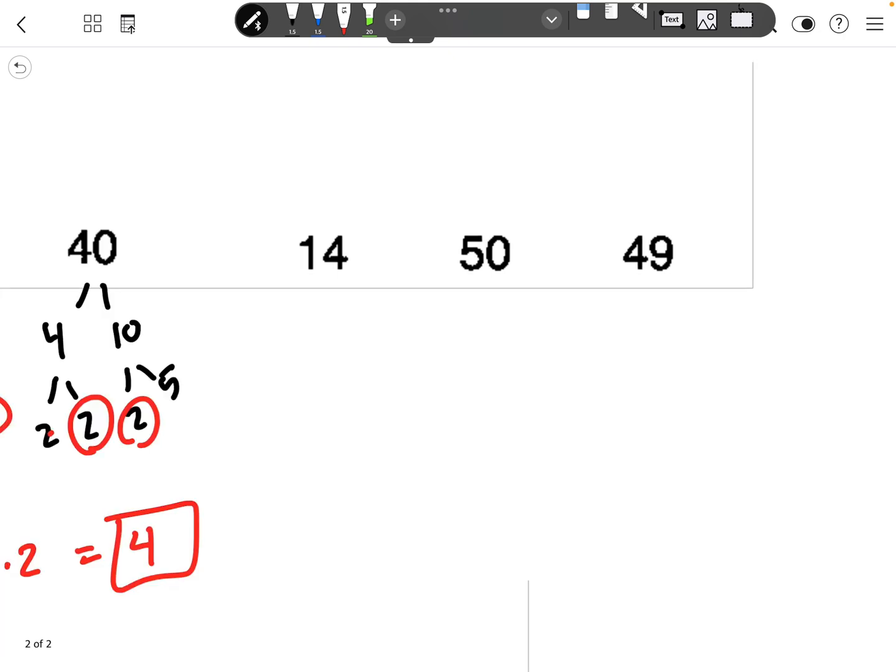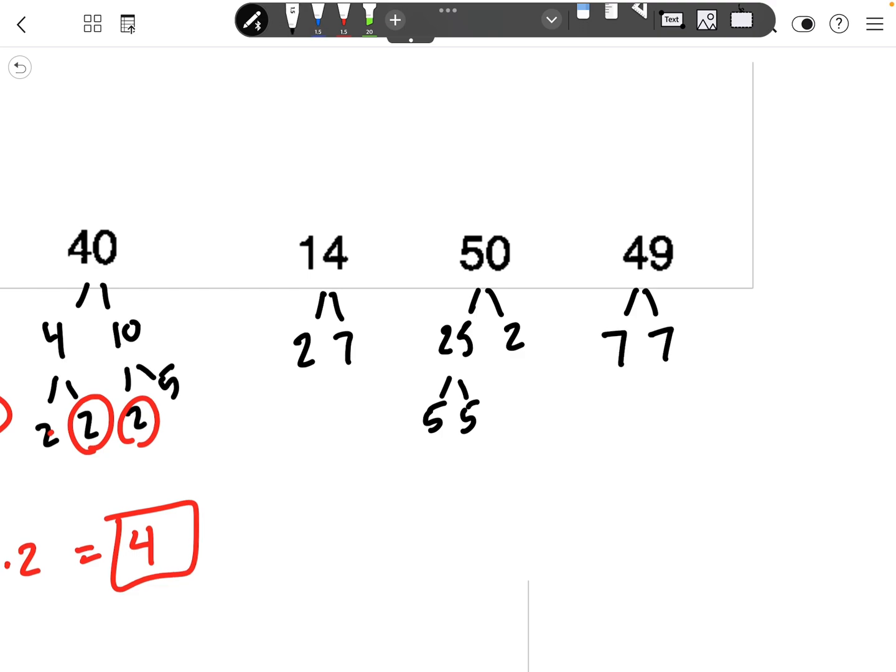So if we look at that again with 3, 14 is 2 and 7. 50 is 25, 2, 5, 5. 49 is 7 and 7. So if I look at these, there's only 7 and 2 of them, it's not in all 3. There's only a 2 and 2 of them, it's not in all 3. So I don't have anything. So my greatest common factor, nothing goes into them. So I could just say it's 1. Yeah, let's say it's 1.